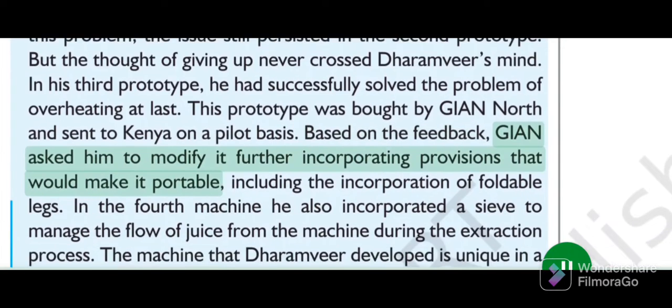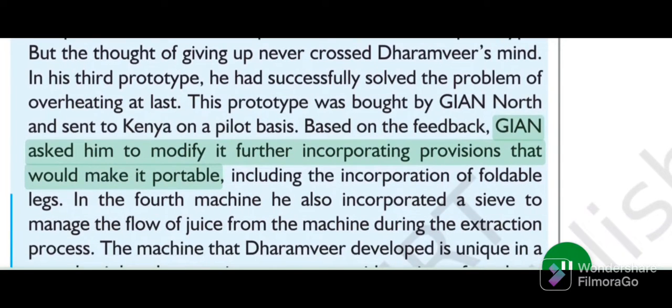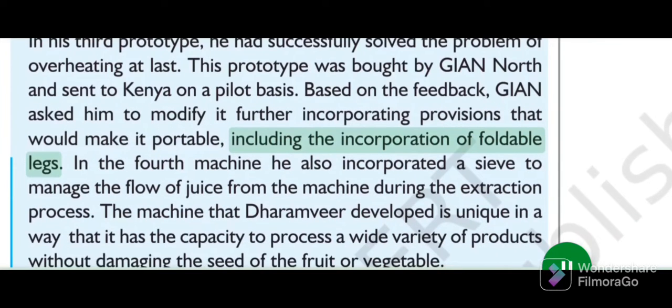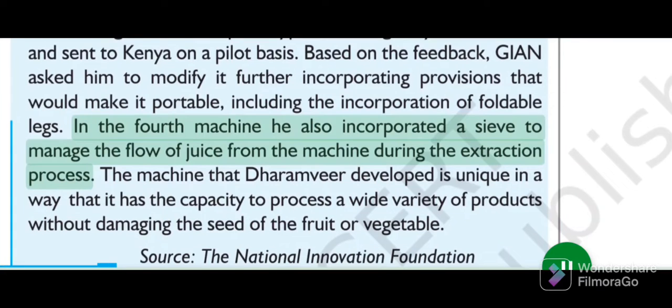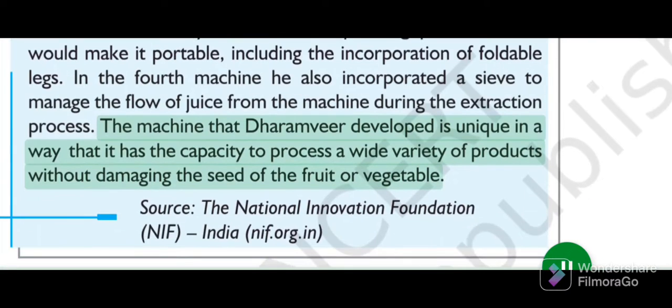Based on the feedback, Jian asked him to modify it further, incorporating provisions that would make it portable, including the incorporation of foldable legs. In the fourth machine, he also incorporated a sieve to manage the flow of juice from the machine during the extraction process. The machine that Dharamveer developed is unique in a way that it has the capacity to process a wide variety of products without damaging the seed of the fruit or vegetable.